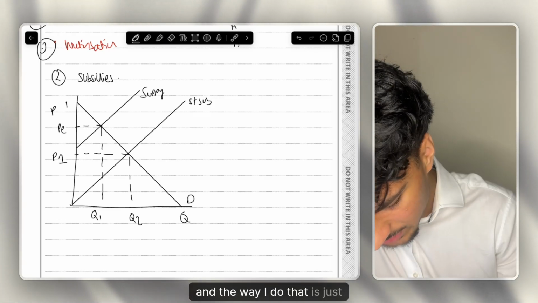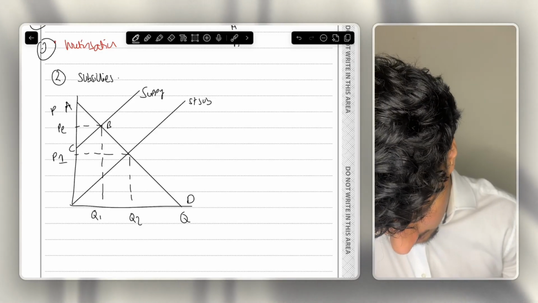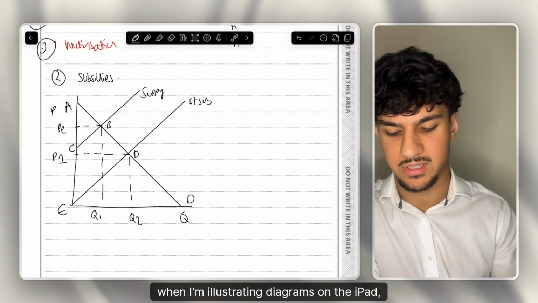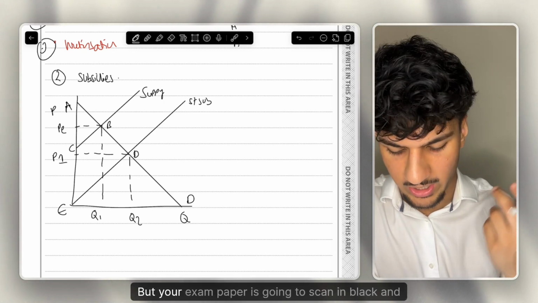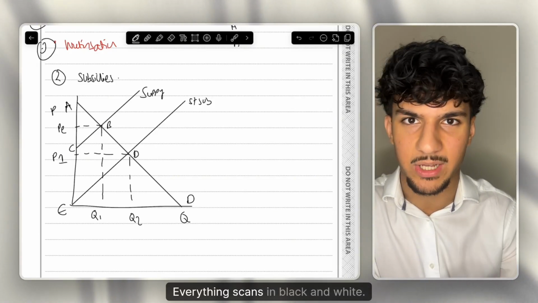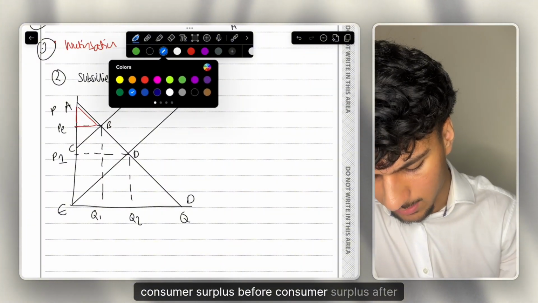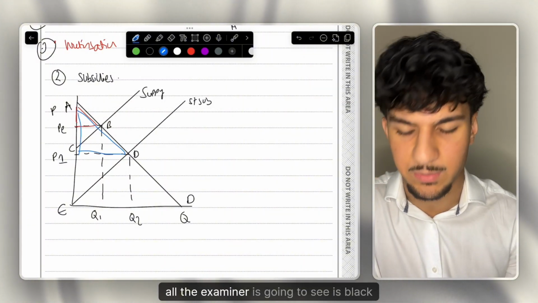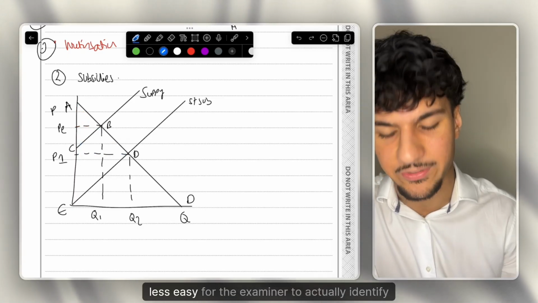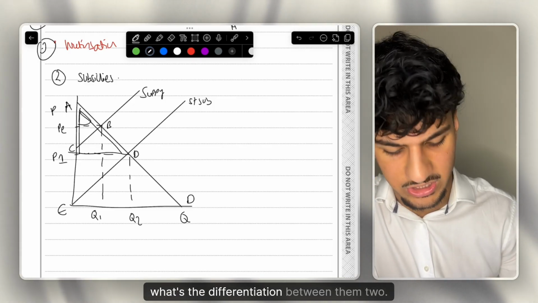And the way I do that is just labeling this up. So A there, B, C, then D, E. Remember one thing, when I'm illustrating diagrams on the iPad, I'm usually just colouring them in, but your exam paper is going to scan in black and white, so it doesn't matter if you use colours in your exam, everything scans in black and white. So if you've just got diagrams like this, where consumer surplus before, consumer surplus after, all the examiner is going to see is black diagrams, and of course that makes it a lot less easy for the examiner to actually identify what you're saying, as how does the examiner know what's the differentiation between them two?